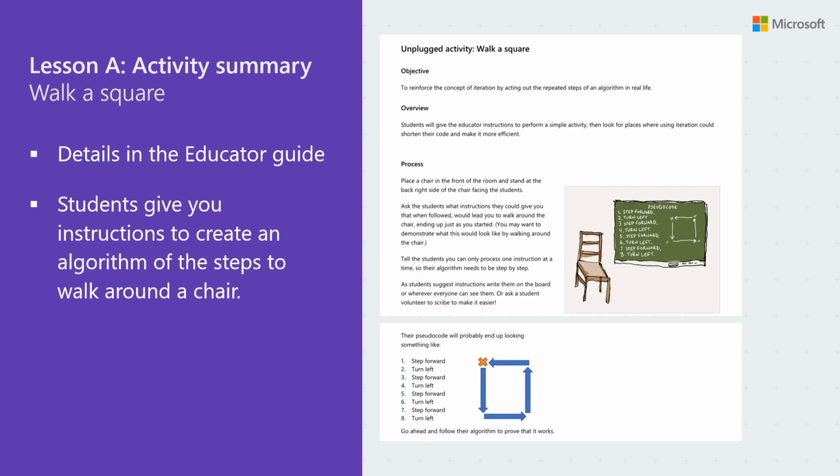So now with slide 7, we're going to be talking here about Lesson A, which is the unplugged activity. And that has your students giving you instructions to create an algorithm of the steps to walk around a chair. And you can just put the chair in the middle of the floor in the classroom and literally walk around the chair. And then we talk about looking for opportunities to use loops to shorten that pseudocode of the algorithm.